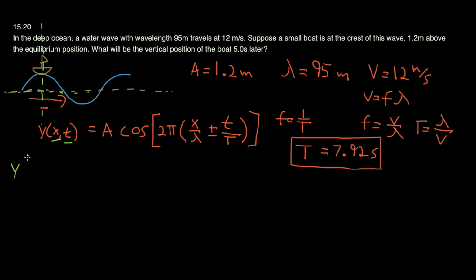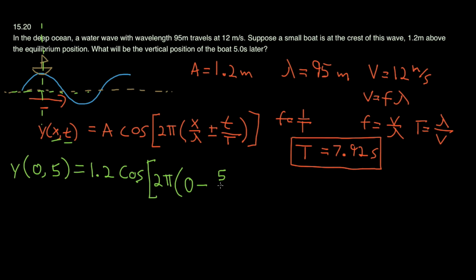So y, we're calling just x equals 0 because we can, and t is 5 seconds. And this is equal to the amplitude, which is 1.2 meters. Let's leave off the units for now just to make it clean. Times the cosine of 2 pi times, we're saying x is 0, so this first part just becomes 0. And we said it's traveling to the right, so it's negative, minus time, which is 5 seconds, over the period, which we just solved for, which is 7.92.